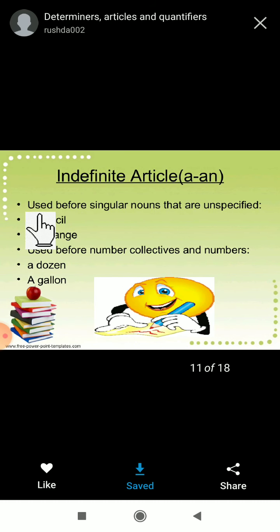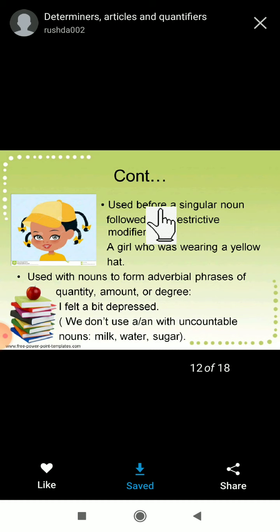The indefinite article is also used before singular nouns that are unspecified, like a pencil, an orange. It is used before numbers or collective numbers, like a dozen, a gallon. It is also used before a singular noun followed by a descriptive modifier, like a girl who was wearing a yellow hat. Here we want to describe, so we are using a.